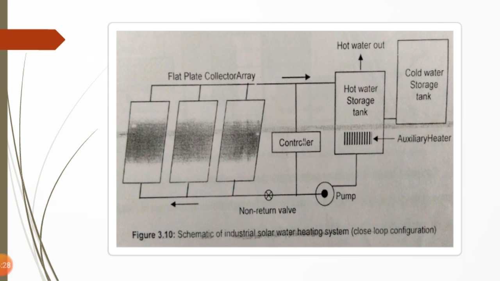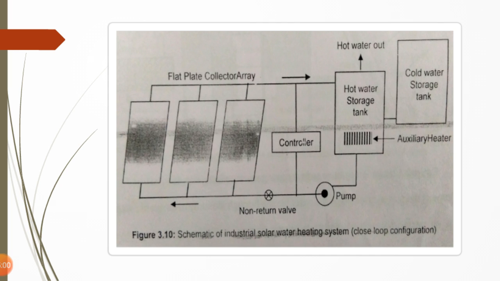This is the schematic of the industrial solar water heating system. There is a flat plate collector array, and this flat plate collector array is used for heating the water, and after that this heated water is collected in the storage tank, and there is a controller. The controller is used for sensing the temperature difference between the hot water and the cold water, and after the controller senses this temperature difference, the looping process takes place.